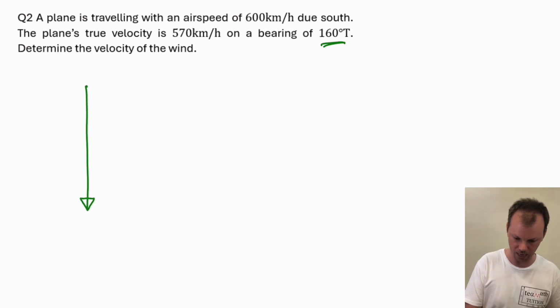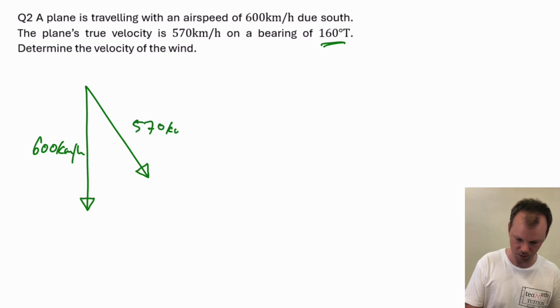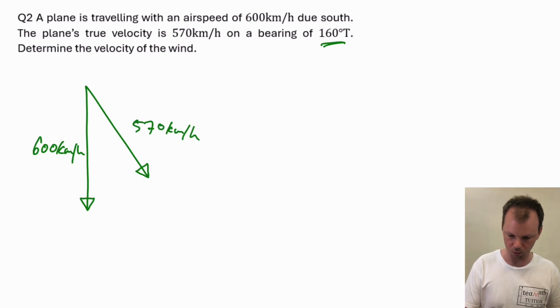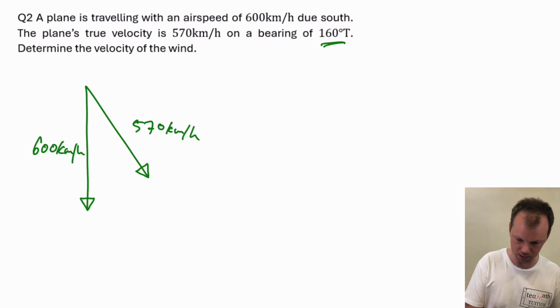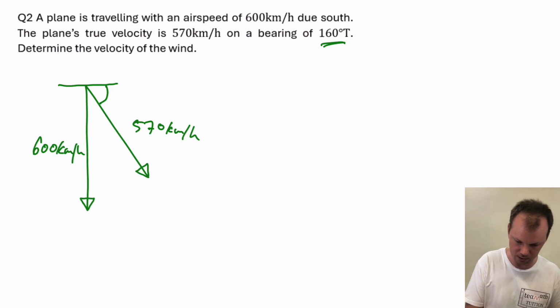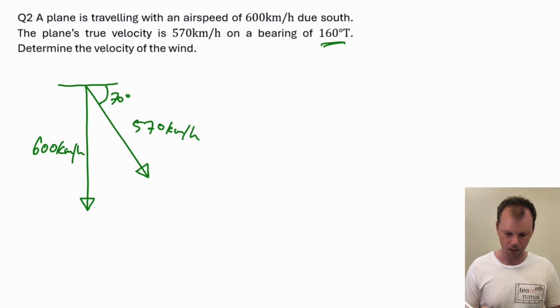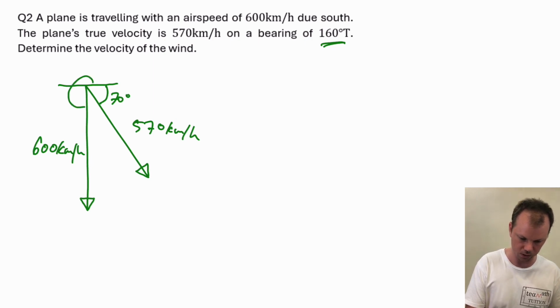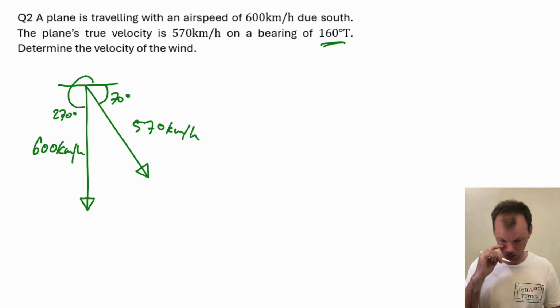The velocity is actually, the ground velocity is 570. So we'll draw those in. 600 kilometers per hour. This is 570 kilometers per hour. What are our angles? So if we just work from here, 160 degrees is 90 plus 70, so it's 70 degrees. And that's going to be 270 degrees the whole way around, right?